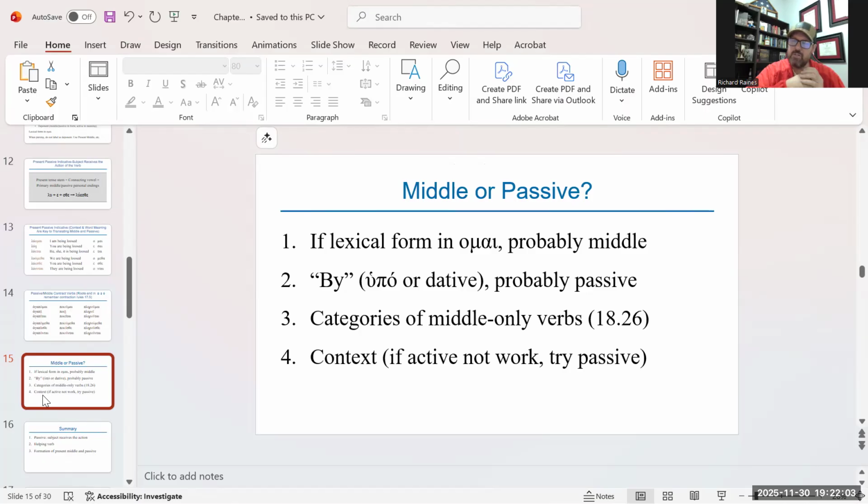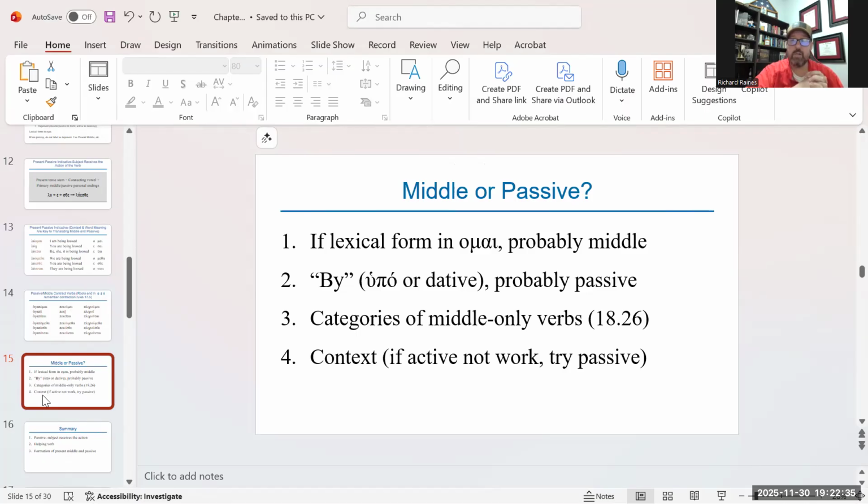And then there are additional categories. We're not going to go through it here because it's not something that you need to know, but you don't need to dedicate a ton of brain power to it. There are various categories of middle only verbs. He covers that in 18.26. And again, context is going to tell you how to translate the word. If active doesn't work, try passive. So it's just kind of a little trial and error.